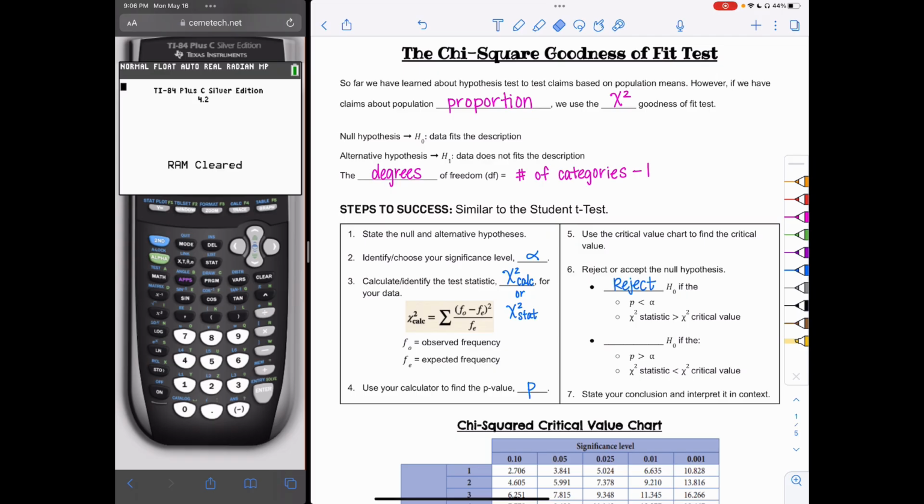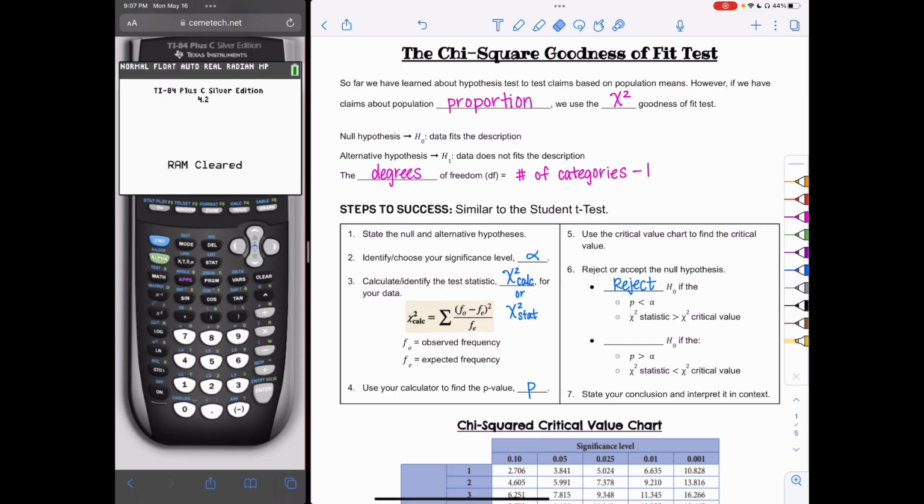We are going to reject the null hypothesis if our p-value is less than the significance level, just like when we did the t-test. And we can also add in that if your chi-square statistic is greater than your critical value, then you also need to reject the null hypothesis. No matter which evidence you use, you should come to the same conclusion.